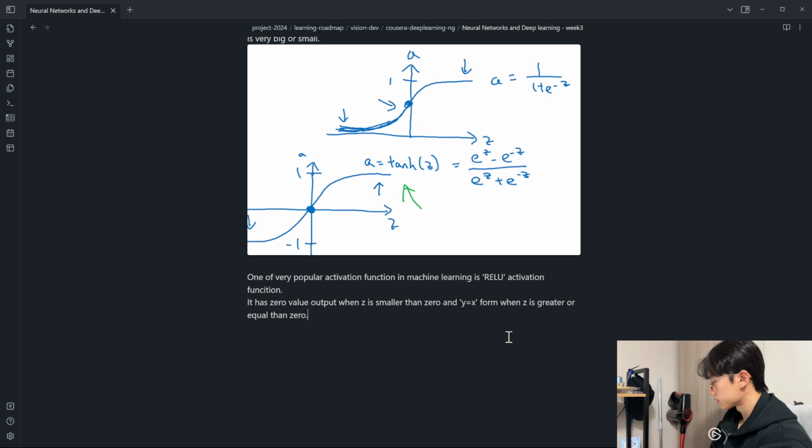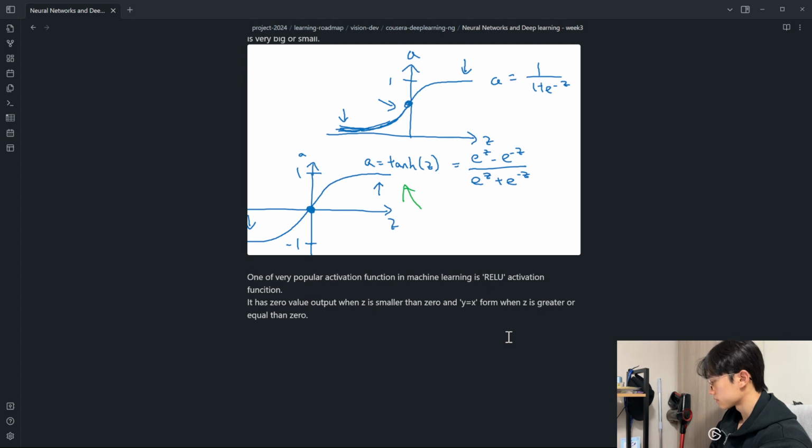So here are some rules of thumb for choosing activation functions. If your output is a 0, 1 value, if you're using binary classification, then the sigmoid activation function is a very natural choice for the output layer. And then for all other units, ReLU, or the rectified linear unit, is increasingly the default choice of activation function.